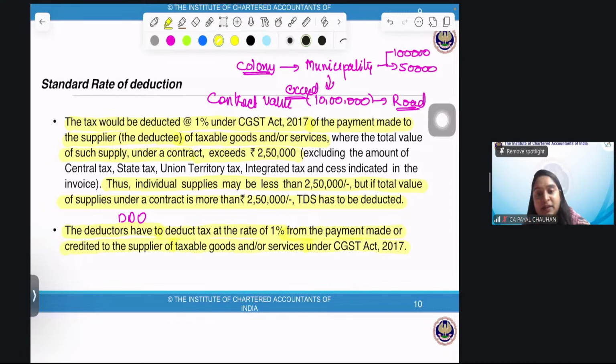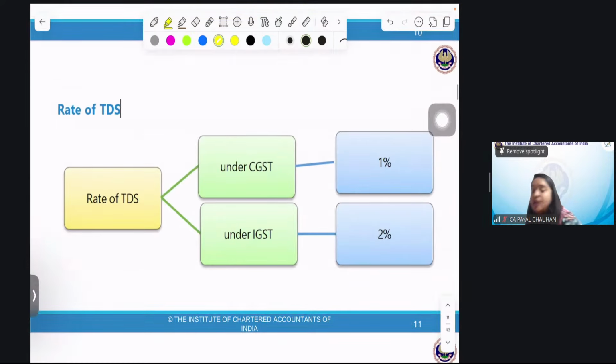If the government authorities who are covered under Section 51 1A, B, C, D make a payment because they have given a contract, and the payment for taxable goods and services exceeds 2,50,000 rupees, then they are required to deduct TDS, right? Now, then we have the rate of TDS.